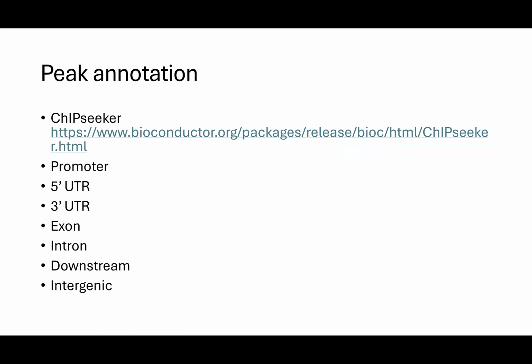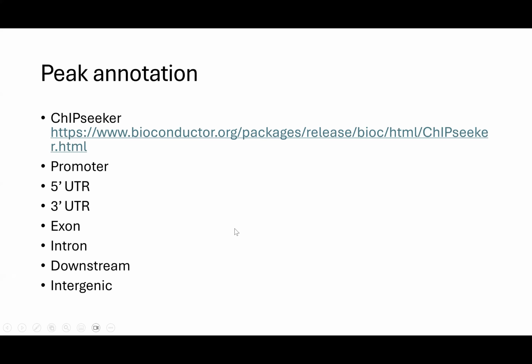Going to what Chrissy said earlier, peak annotation is something that people are really interested in. So this is: what do these genomic regions I found actually do? This will usually be based on a database where there are annotations of where the promoters, 5' UTR, 3' UTR, exons, introns, downstream, and intergenic regions are.